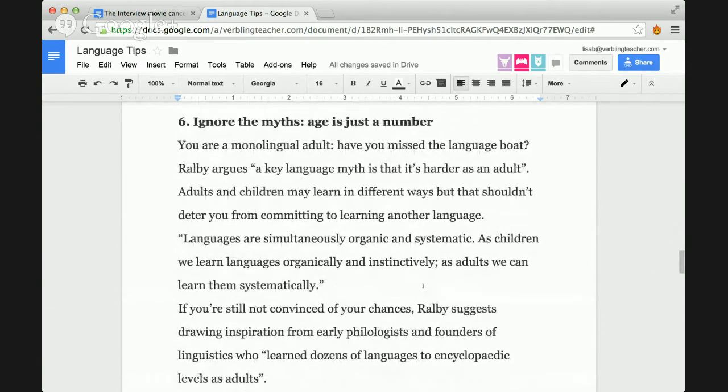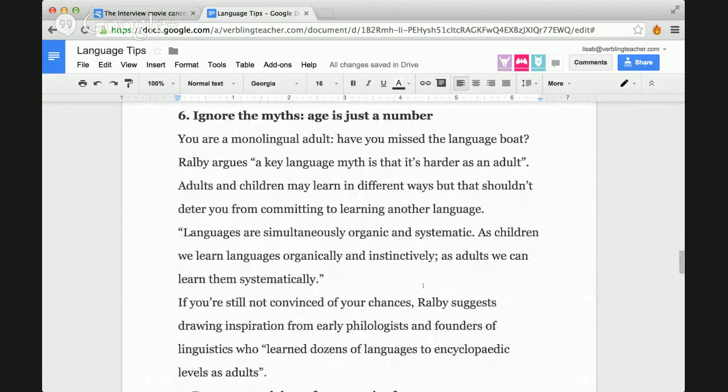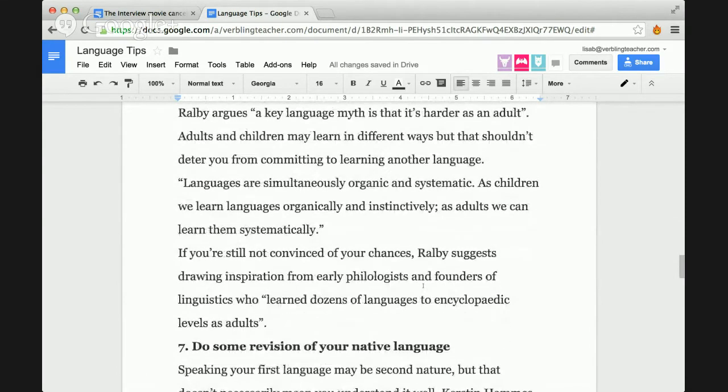Number 6, ignore the myths. Age is just a number. You are a monolingual adult. Have you missed the language boat? Ralby argues a key language myth is that it's harder as an adult. Adults and children may learn in different ways, but that shouldn't deter you from committing to learning another language.